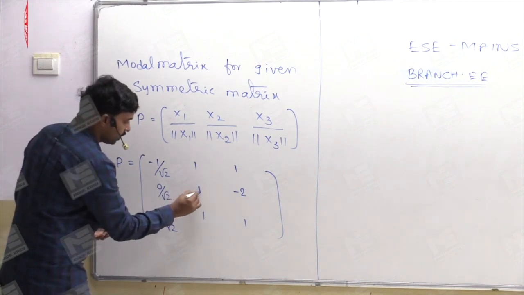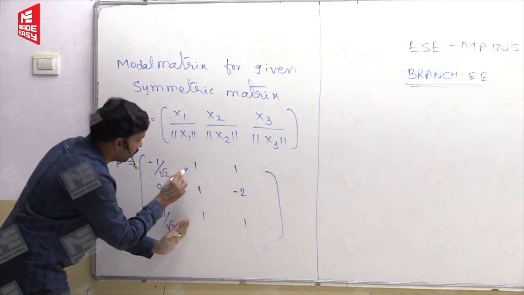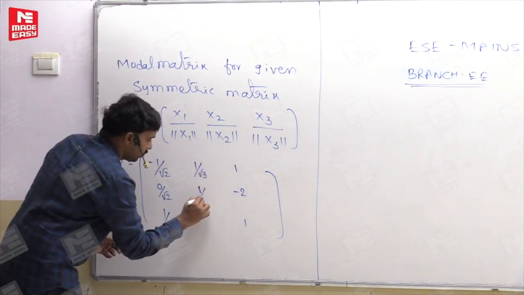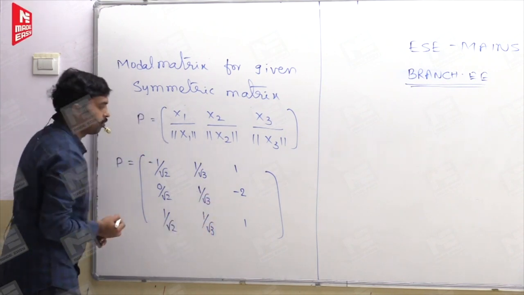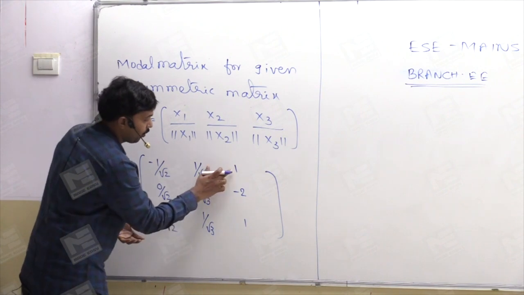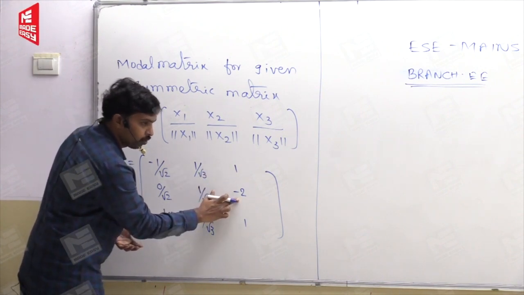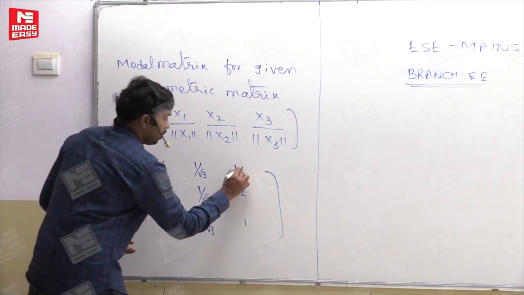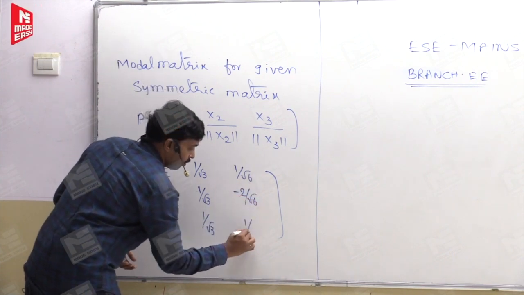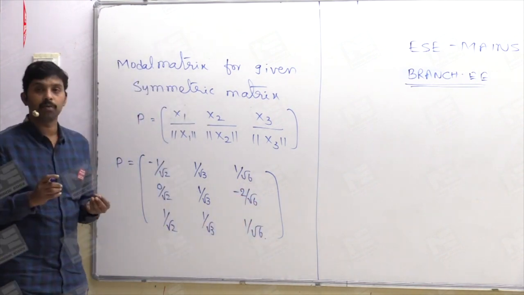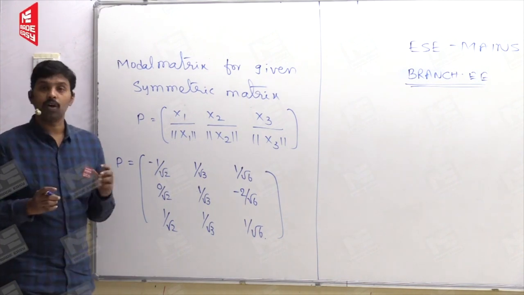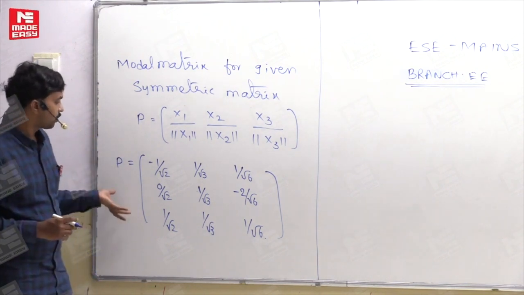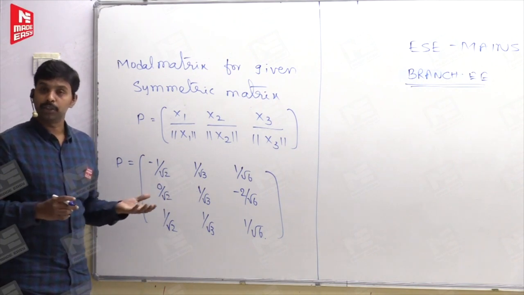Coming to the second vector, the modulus is under root of 1 square plus 1 square plus 1 square, that is root 3. So each component is divided by root 3. Then for the third one, 1 square plus minus 2 whole square plus 1 square, so 1 plus 4 plus 1 is 6, that is under root 6. So it is divided by root 6 here. So this is the exact model matrix for the given symmetric matrix, or for the given quadratic form. This is exactly the model matrix which you have to find out.